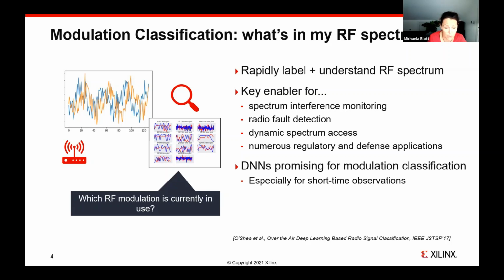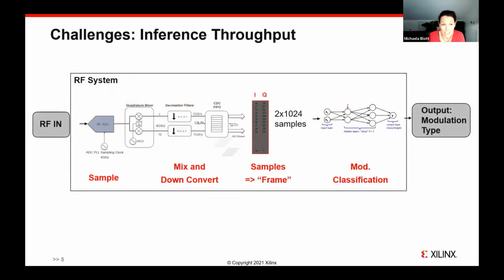Although it's possible to use classical machine learning techniques to approach this problem, prior work really suggests that deep neural networks are a great match for this problem, especially for short-time observations. A key challenge for RF modulation is inference throughput, though. Let's view the modulation classification in a radio deployment as a pipeline to illustrate this.